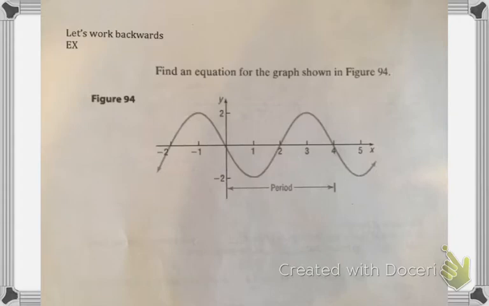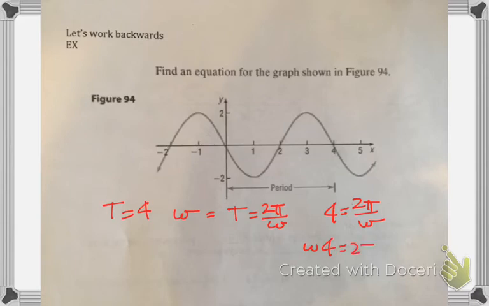Okay, last problem, and I know this is getting a bit long here, but I want to get it done. Find the equation for the graph shown. The period is 4. How do I know that? I look at the graph. Okay, I have to find omega. So omega is received if we take T equals 2 pi over omega. Okay, T is 4. We have 2 pi here. We have omega. Solve for omega. So omega equals 2 pi over 4, which equals pi over 2.